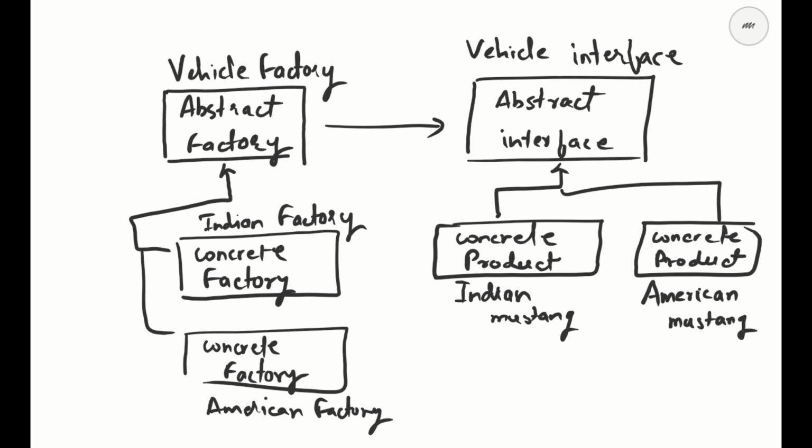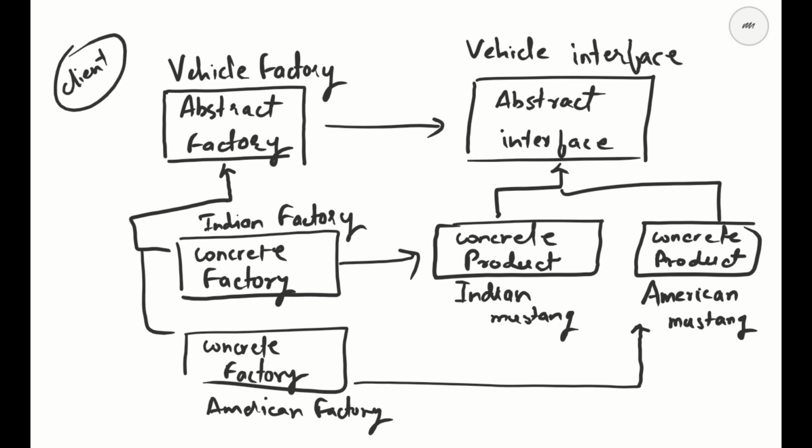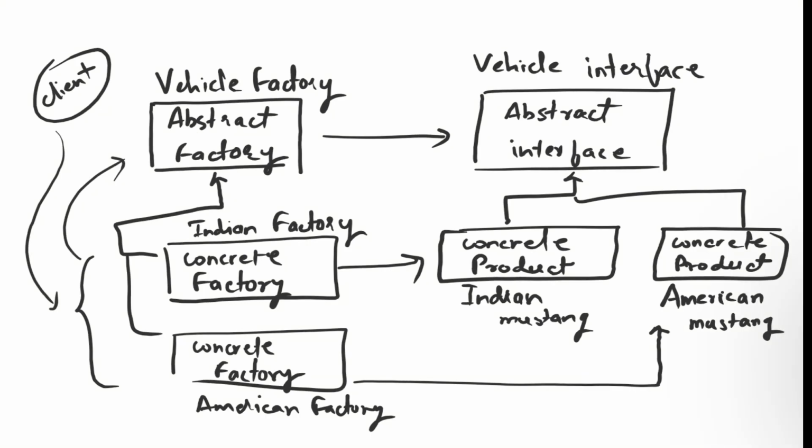American factory creates American Mustang. Indian factory creates Indian Mustang. We have a client over here that will instantiate the abstractions by their implementations at runtime. Isn't that just wonderful? So this is the diagram for factory method design pattern.